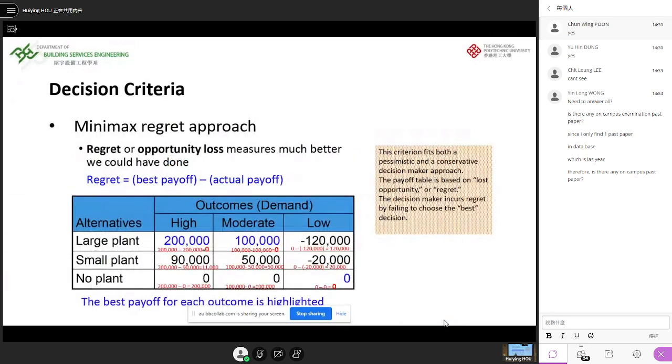For your assignment, there was one question asking you to calculate EOL, right? I have looked at some of the assignments submitted by students, and I realized that students may not understand regret value very well.